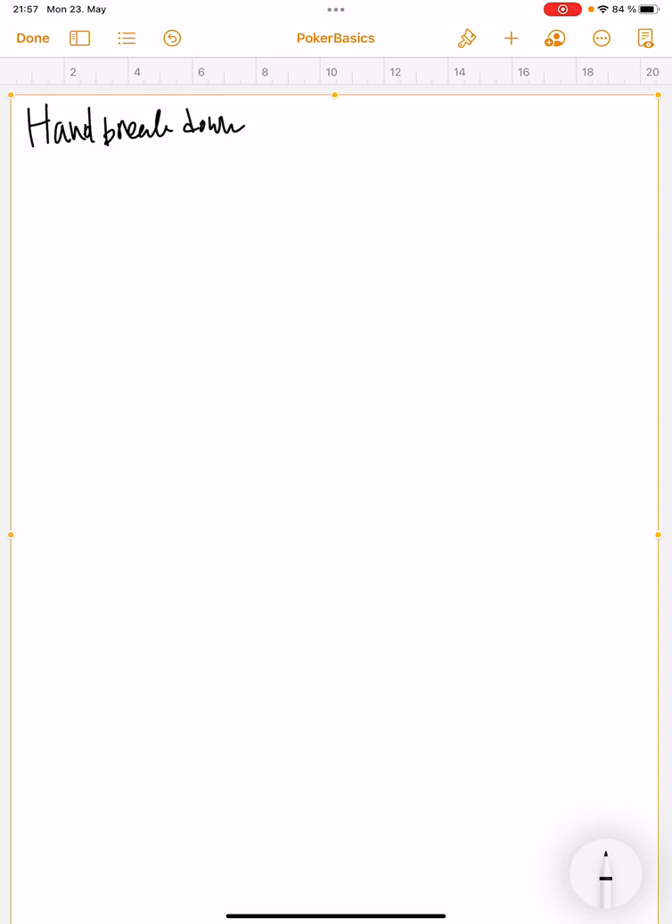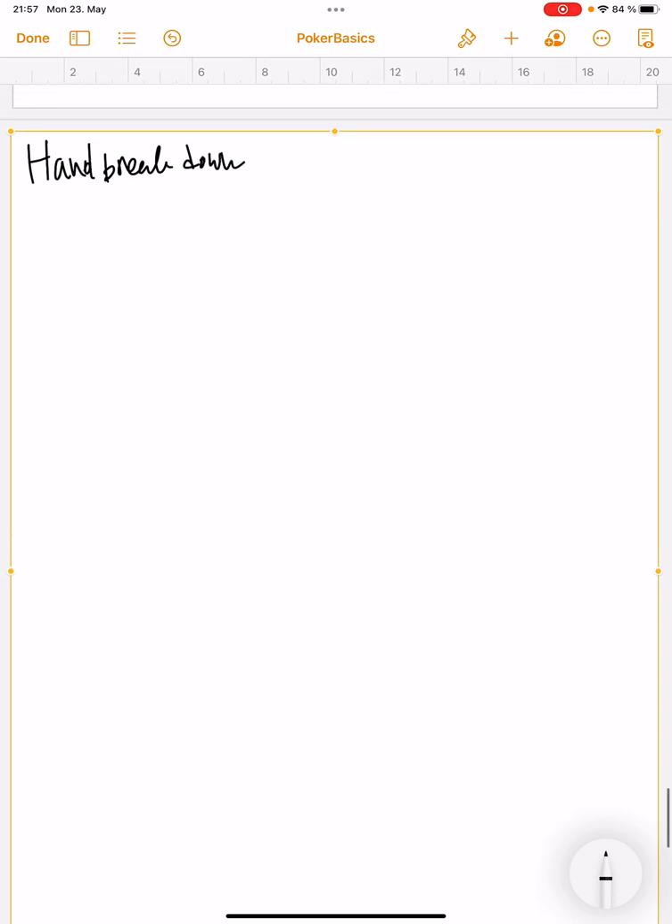Which strategies you need to follow, or which thoughts and elements are important when you are sitting and playing in presence. This doesn't apply to online play. I will tell you why, the reason I will tell you afterwards. But let's talk about this hand.